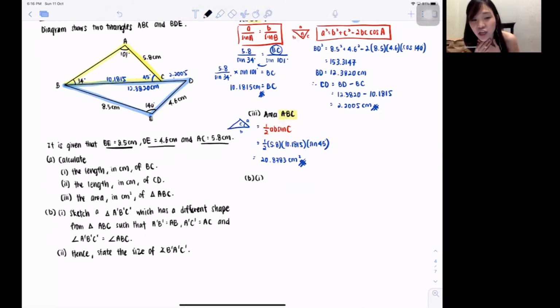Okay, sketch a triangle A prime, B prime, C prime, which is different from triangle ABC. So guys, they want you to sketch, which is exactly what I taught you today, correct? They want you to sketch A prime, B prime, C prime, but must differentiate from the top one, such that they say this one needs to be the same, this one needs to be the same, this one needs to be the same. Isn't it the same as my example just now?